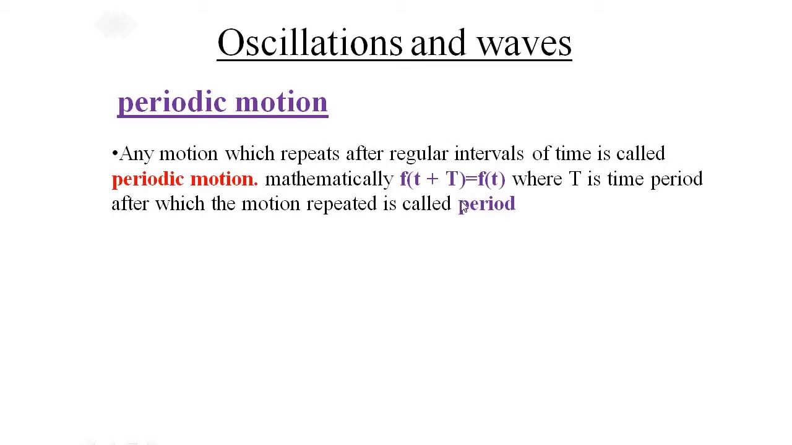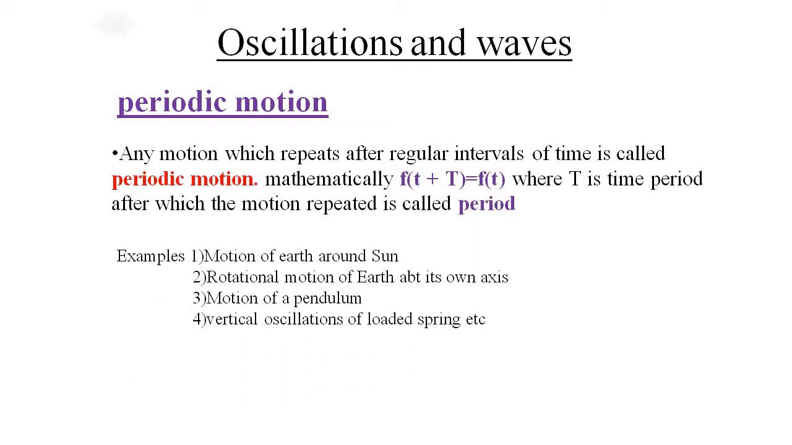Examples of such functions are sin θ. We know that sin(θ + 2π) = sin θ. Such functions can be used to represent a periodic motion. So any motion which repeats itself after a regular interval of time is called periodic motion, and we can represent such a motion by this equation. These are some examples.